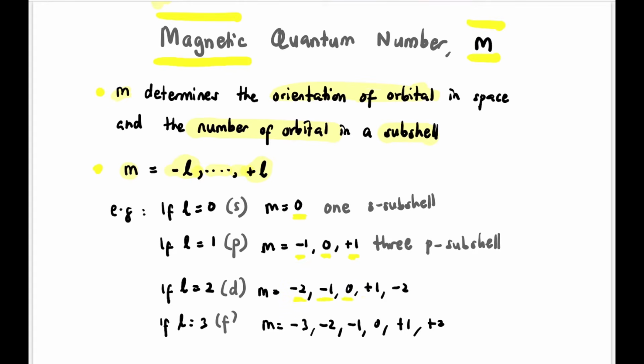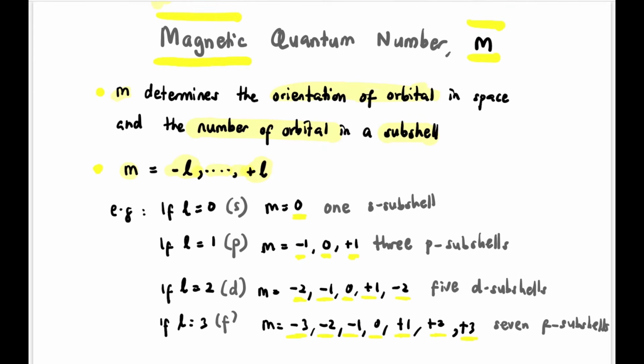Tapi kalau dekat P, dia ada 3 orientation, negative 1 sampai positive 1. Jadi dia ada 3 P subshell. Kalau D pula dia ada 5 orientation. Jadi ada 5 D subshell. Dan sementara kalau F, dia ada 7 orientation. Jadi ada 7 F subshell. So ini ibarat view bilik kamu menghadap laut kah, hutan kah, pantai kah, angin kah, hujan.